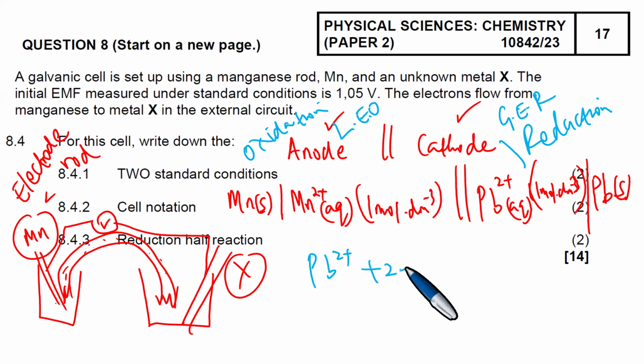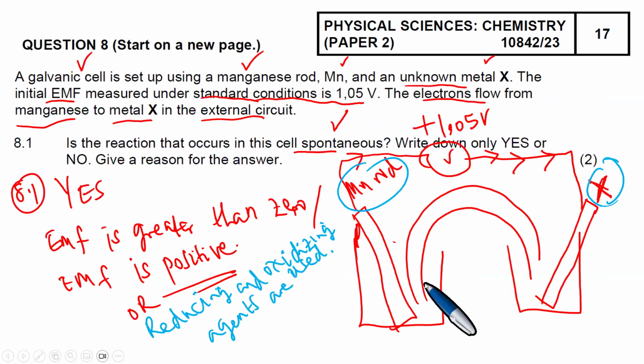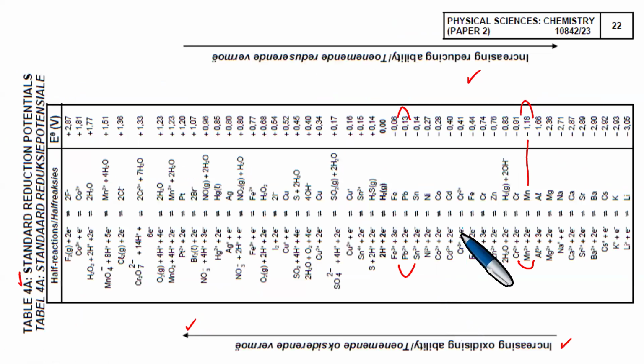Which means you have the lead 2 plus. Lead 2 plus and 2 electrons would give us what? Would give us lead, Pb. And this here is reduction, the gain of electrons. Check the table of standard reduction potentials. Let us check lead here. We saw lead, which is Pb, but now reduction is what? Reduction is the gain of electrons, and the loss of electrons is called oxidation.